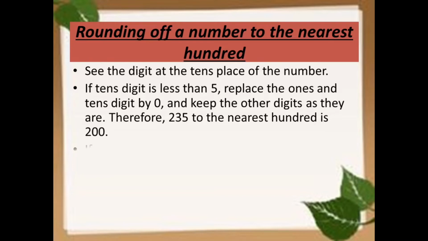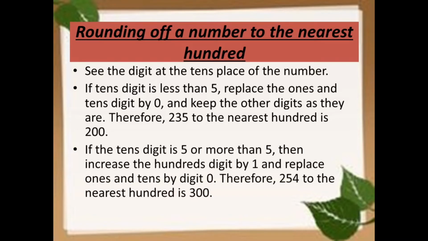Or if the tens digit is 5 or more than 5, then increase the hundreds digit by 1 and replace the ones and tens digits by 0. Therefore, 254 to the nearest 100 is 300. Hopefully it is clear to you. Now students, let us do some questions based on it.